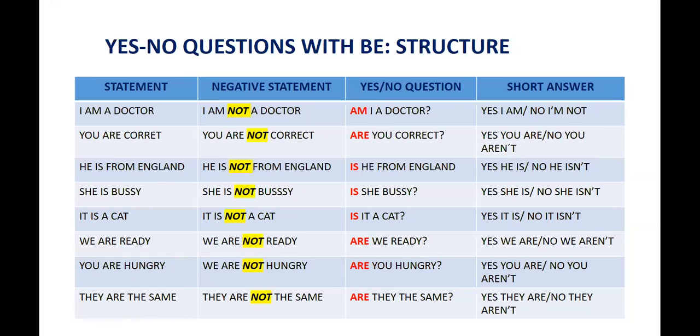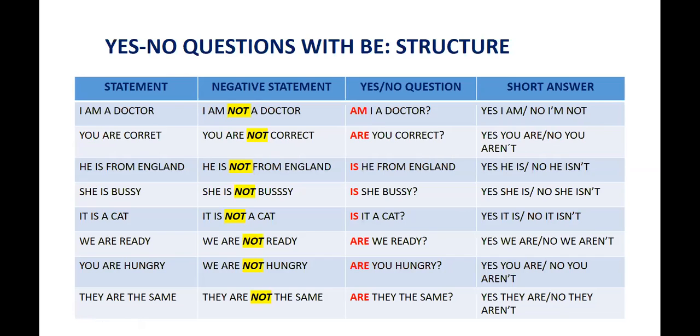But if I want to have a negative statement, I add the particle not, and then I say, "I am not a doctor." To formulate a question, remember that in this case, I have to move the verb be to the beginning of the sentence and say, "Am I a doctor? Yes, I am. Or no, I am not." "You are correct. You are not correct. Are you correct? Yes, you are. Or no, you aren't."